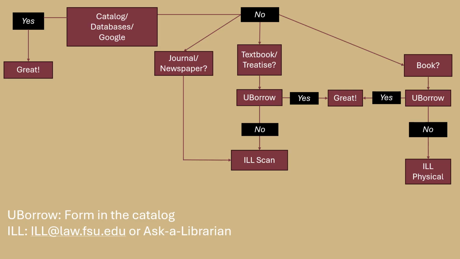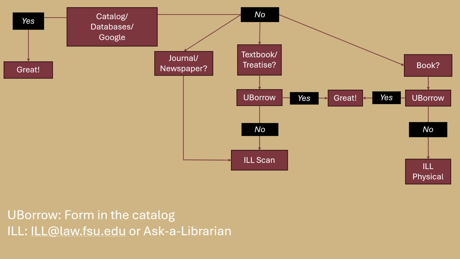This is a quick flowchart you can check to see if you should be using ILL or UBorrow. Remember, you make a UBorrow request by using the form in the catalog and an ILL request by emailing ill@law.fsu.edu or using the Ask a Librarian form on the Research Center website. When making an ILL request, please send the entire citation, including any relevant page numbers.